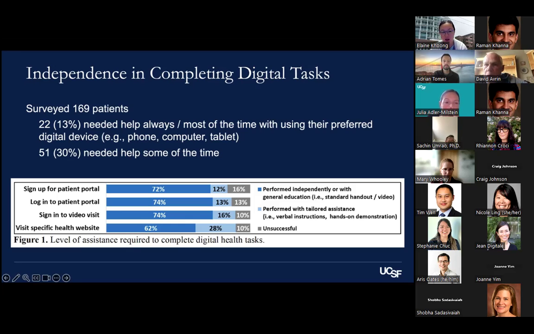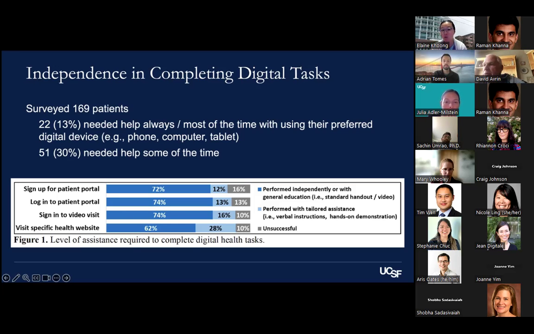But despite that, what we found is that when we actually observe a lot of these patients, and we ask them to come in and do a bunch of digital tasks on their device, so bring in your phone or your tablet, whatever you like using, we asked them to do a few things. One was launch a video visit from a text message, so just click the hyperlink in the text message.